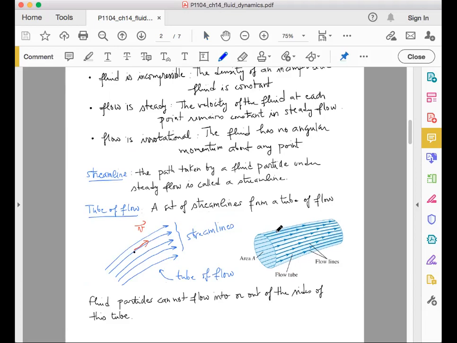So, for example, if you consider a particle here, this particle can move neither out of the tube nor in. It cannot go out of the tube and cannot go to another line. So it cannot cross from one line to another. This is forbidden in the case of a steady flow.